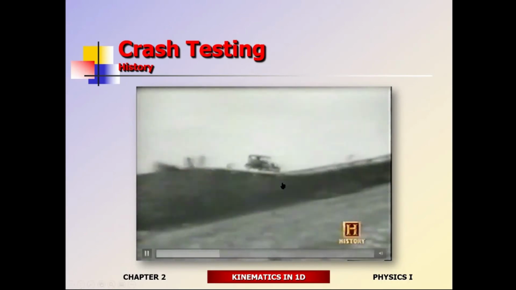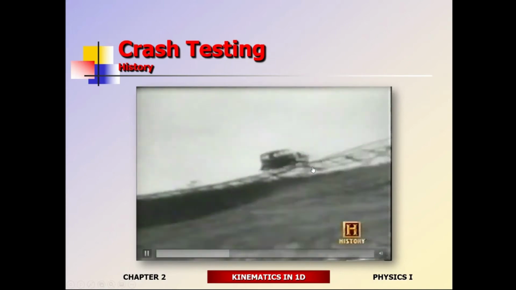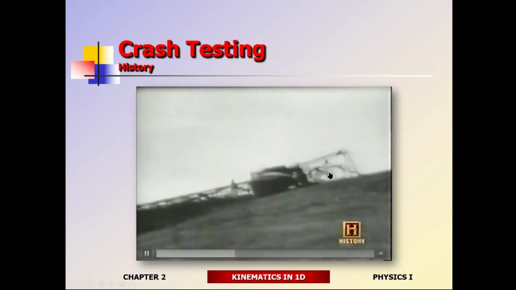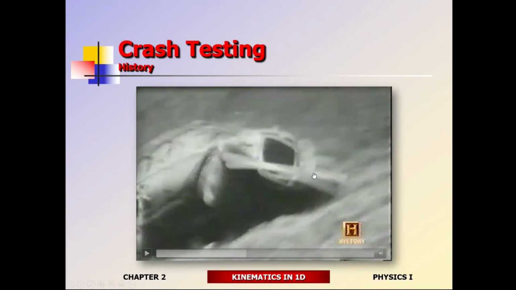Rollover testing. Here's what I'm talking about. We had an elevated ramp, and then you roll the car up the elevated ramp and roll over. With these old cars, you could do that. Notice that the structural integrity of these cars was amazing. You don't see a single dent on this car. Up until the late 1950s, the cars were almost virtually made indestructible.